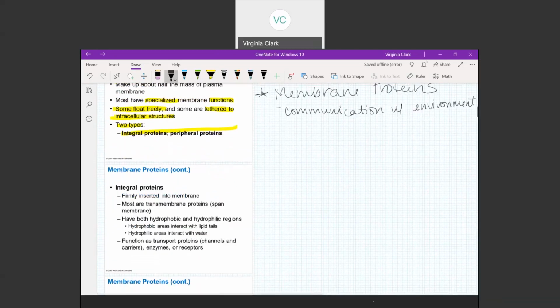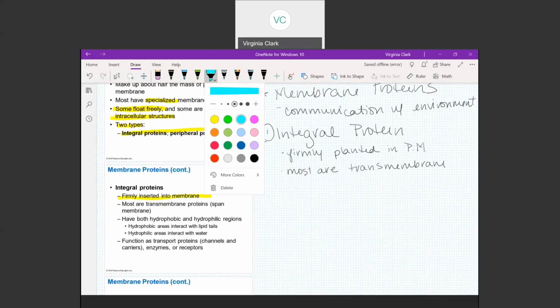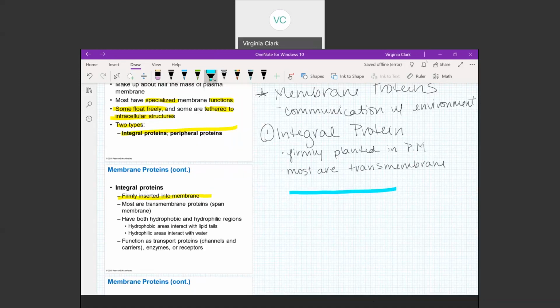So there are two types. Your integral proteins. When you have an integral protein, this type is going to be firmly planted in the plasma membrane, and I'm just going to shorthand that as PM. Firmly planted in the plasma membrane. With it being firmly planted, most are transmembrane, which means they will span from either side. So if we were drawing our plasma membrane, and I'm just going to do it as a highlighter, this is one layer of our plasma membrane, this is 2 layers. So there's our phospholipid bilayer.